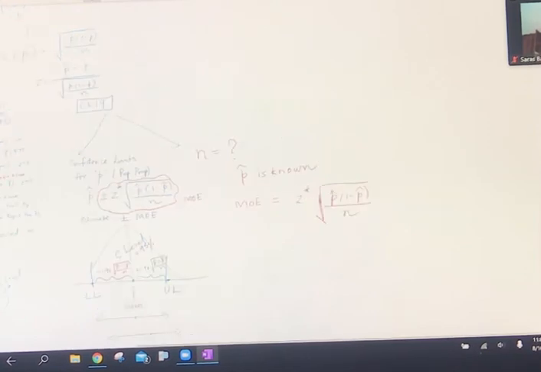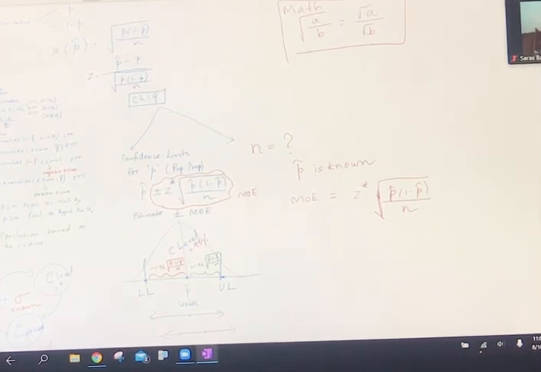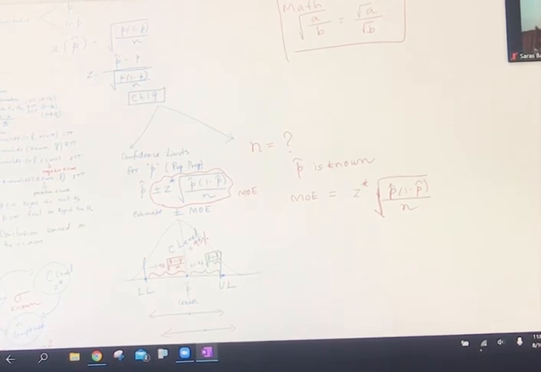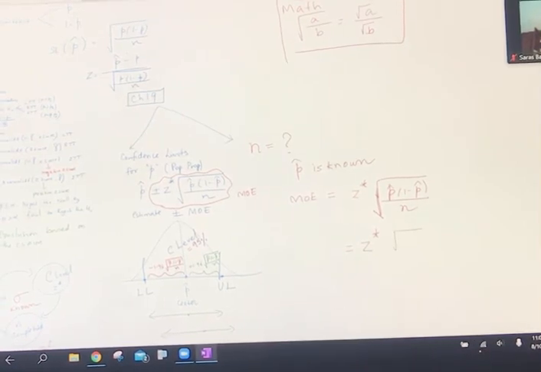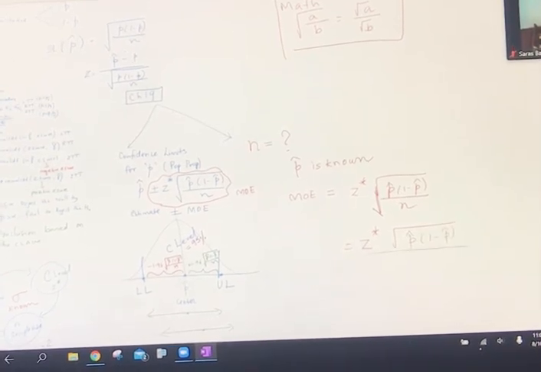That's right. But in math, I have studied that the square root of a over b is the square root of a over the square root of b. This is the property that we are given on radicals. So it is going to be z star times square root of p hat times 1 minus p hat over square root of n, equal to the margin of error. I hope you are all agreeing with me.